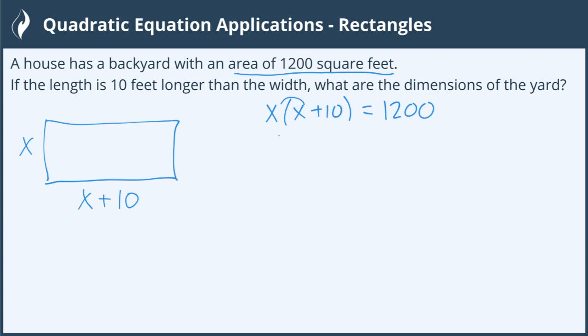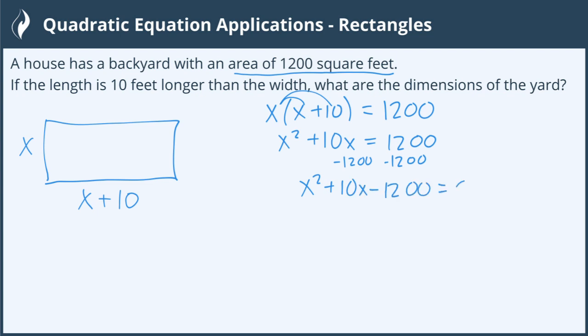Let's go ahead and distribute the x, and I get x squared plus 10x equals 1,200. So here's where I see that this is a quadratic equation because I have the x squared term. So in order to solve this, let's set it equal to 0. Let's subtract 1,200 from both sides. I get x squared plus 10x minus 1,200 equals 0.